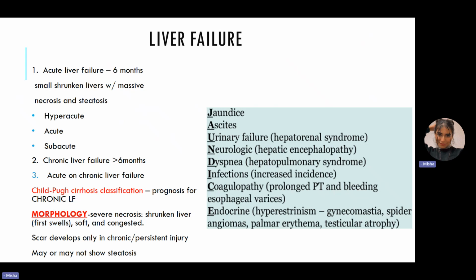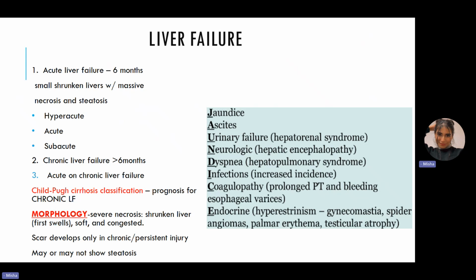Next, we can talk about chronic liver failure. Chronic liver failure is a progressive deterioration of the liver function over the course of many years. So it's more than 6 months in this case, and it occurs due to the progressive hepatocyte destruction. And always associate cirrhosis with chronic liver failure, not with acute.